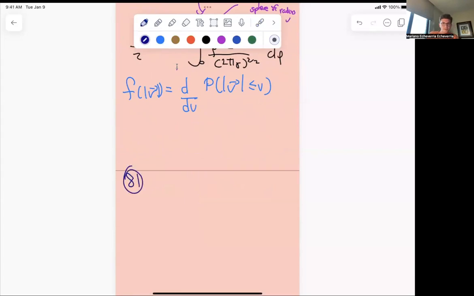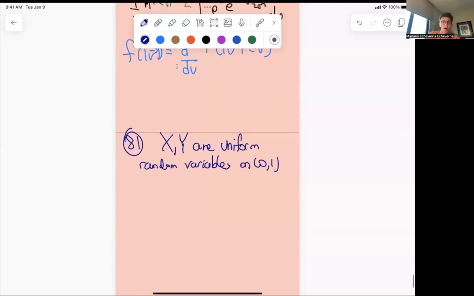So 81. I'm just writing it in case you are looking at a non-updated version, but I haven't made changes to the PDF in a while. So here X and Y are uniform random variables on 0, 1. Okay, so it has 2 parts. Part A was to find the density function.